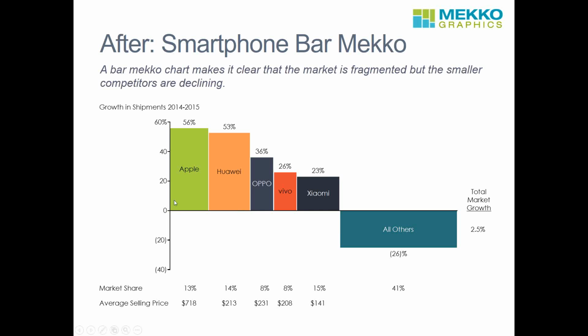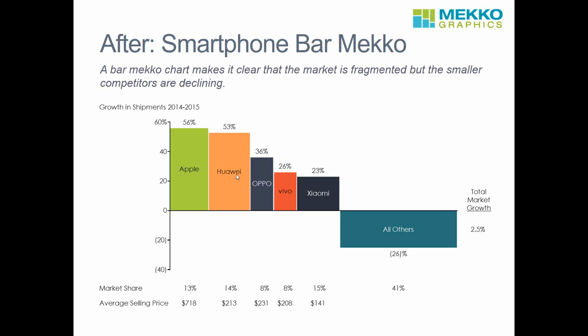So in this case, the widths of the bars are computed by the relative market shares of each of the competitors. So you can see the widest bar here is all others, which makes up 41% of the market, and you can see that Apple and the number 2 competitor, whose name I'm not going to be able to pronounce, have the next widest bars. So the bar Mekko is a great way to show that.